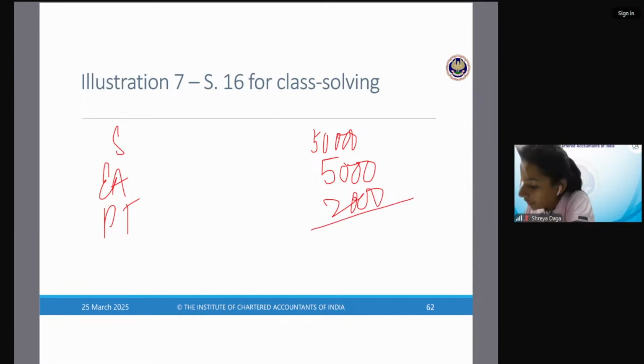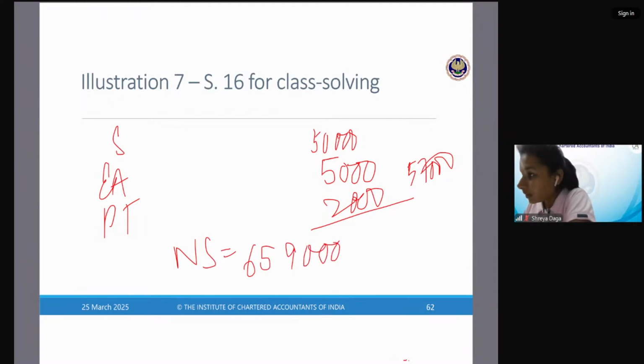Total deductions is 57,000. Net salary is 7,16,000 minus 57,000, which is 6,59,000. Have we all got this? Chalo, theek hai.